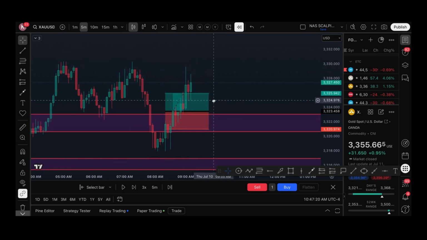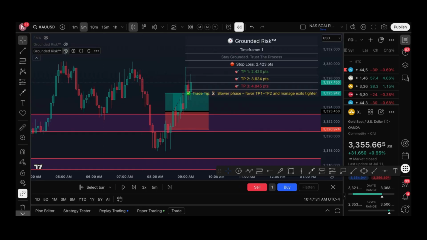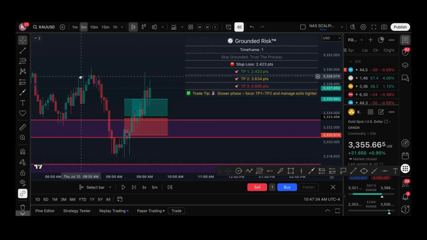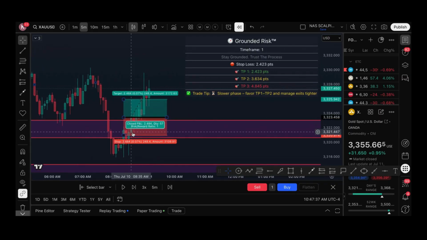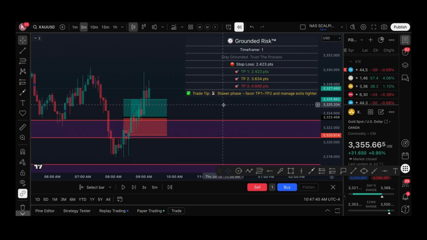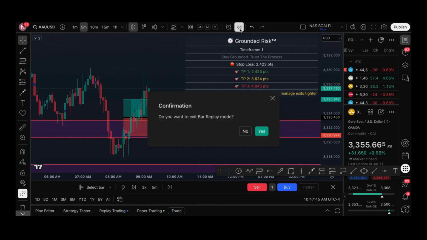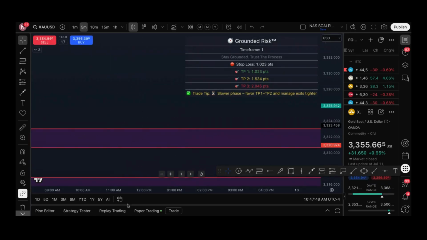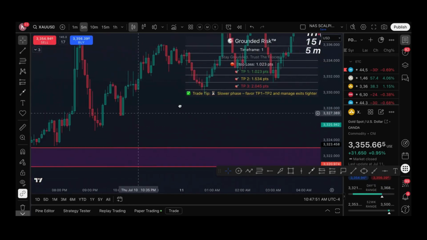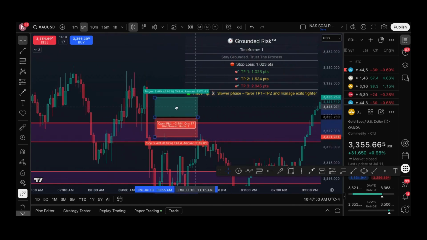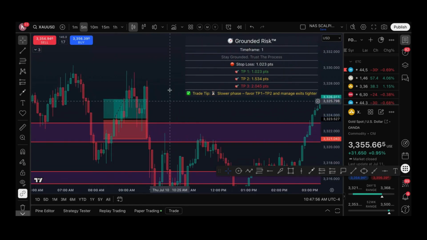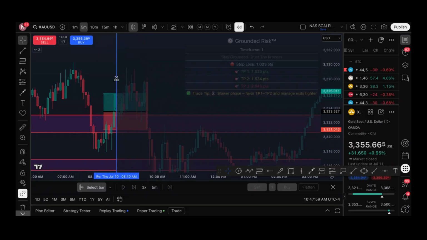Okay. So now, once after you get in, how do you know what targets to go for, and how do you know how big to put your stop loss? There's a million and one ways, but I love using the grounded risk tool to just let me know, not necessarily where to get in, but after I've entered how far to put my stop loss and then how far to put my take profit. Okay. So actually let's rewind it back a little bit more because I want to see exactly what it said when we got in.